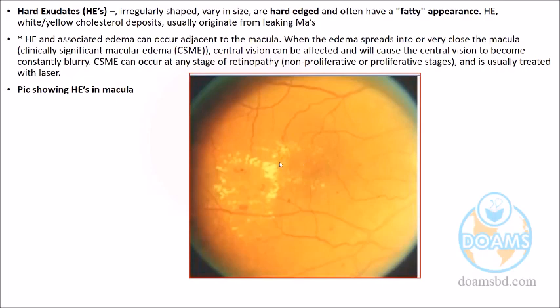So maculopathy is not a progression of the disease, really. It is a sudden deterioration of the retinal condition. At any stage, any time, it may happen. So near the macula is very dangerous. So there are hard exudates. Hard exudates simply have a fatty appearance. These are exudation of protein and lipid materials in the retina.